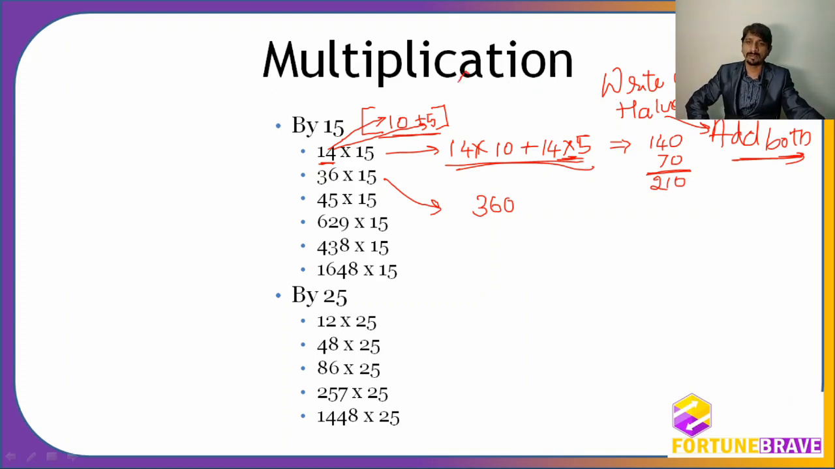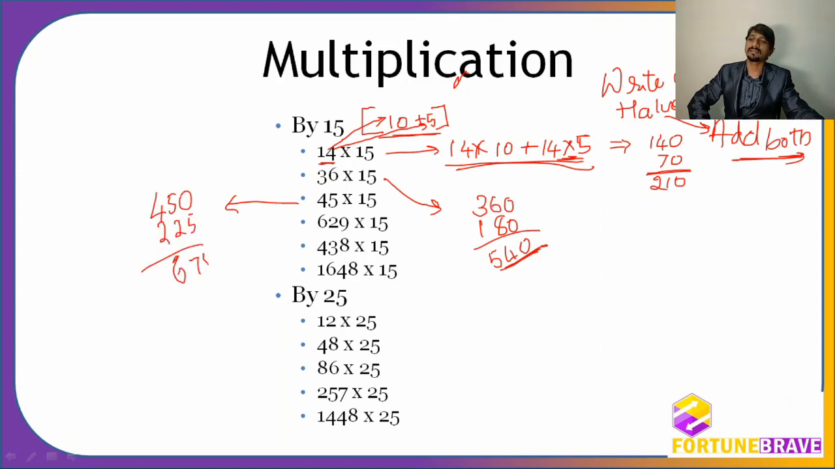So halve this number, 180. What is the answer? 36 plus 18 is 540. So I will do something on this side as well. 450, half of this is how much? 225. What is the answer? 675. Can you see? Into 15 is so easy.